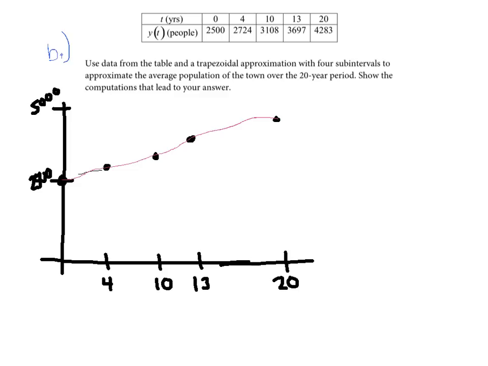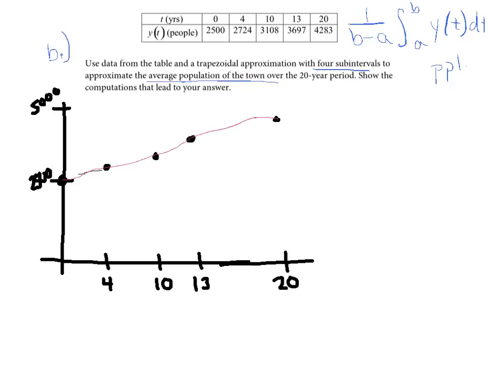So they asked us to use that table regarding the population of the town in a trapezoidal approximation with 4 subintervals to approximate the average population of the town over the 20-year period. So we're trying to find the average value of this y of t function. So instantly I was thinking of that famous average value formula, integral from a to b, and here we would say y of t dt. So we're trying to find that average value. And we know that when we're all done, our label is going to be just plain old people, because you always get the same label that you started with when you use this average value formula.